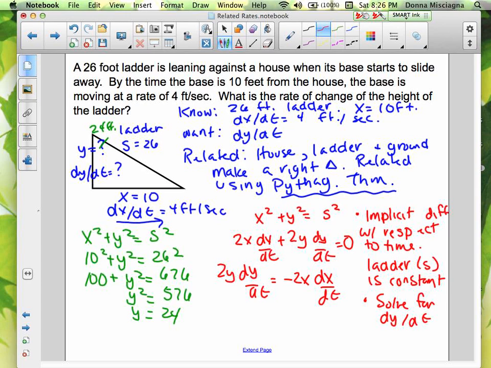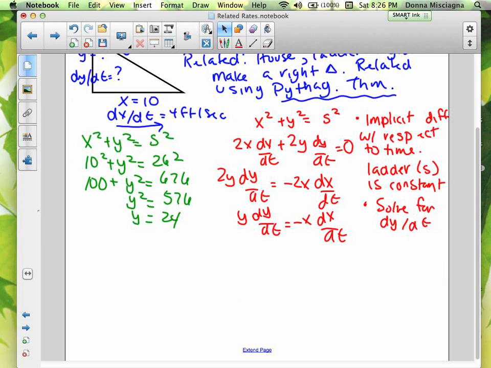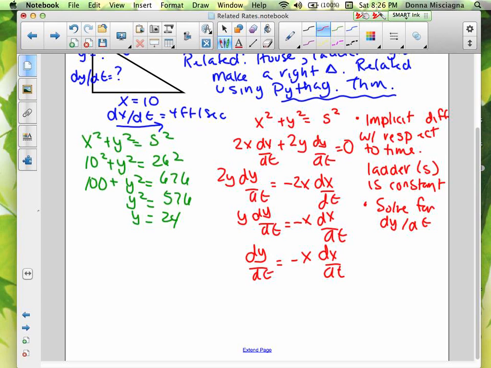All right, so now let's isolate the dy/dt. We can divide both sides by 2, and we have y dy/dt equals negative x dx/dt, and then again just divide both sides by y, and we have dy/dt equals negative x dx/dt, all divided by y.